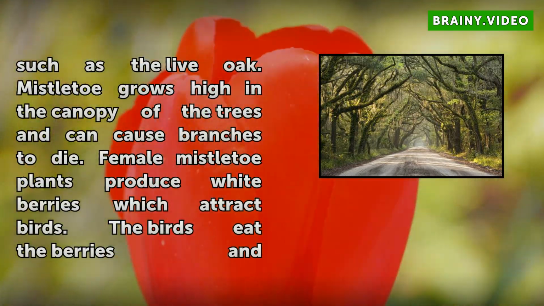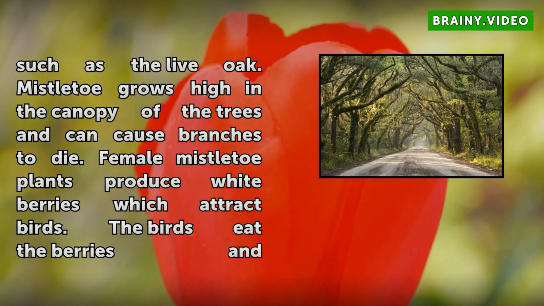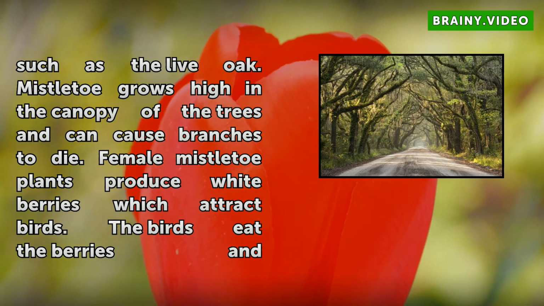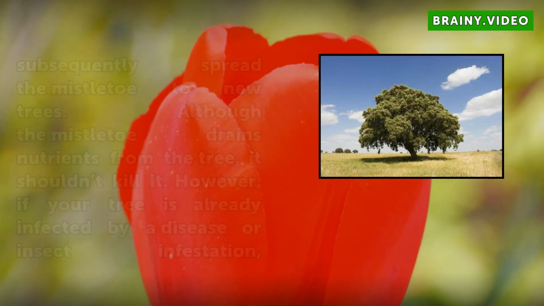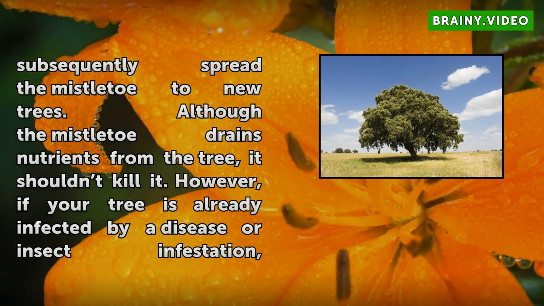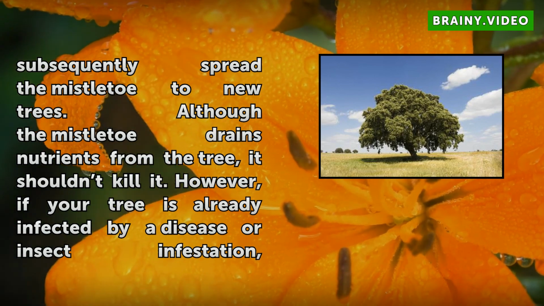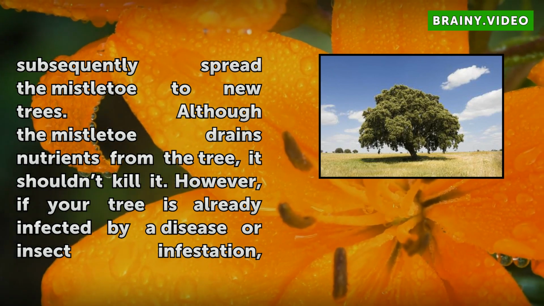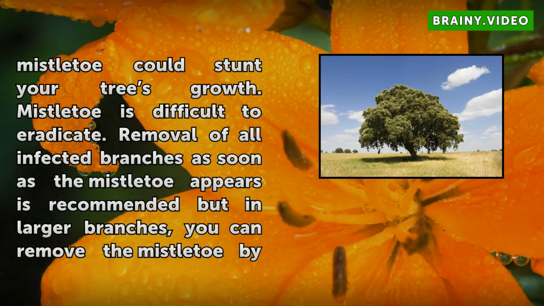Although the mistletoe drains nutrients from the tree, it shouldn't kill it. However, if your tree is already infected by a disease or insect infestation, mistletoe could stunt your tree's growth. Mistletoe is difficult to eradicate. Removal of all infected branches as soon as the mistletoe appears is recommended, but in larger branches, you can remove the mistletoe by cutting it from the branch and then wrapping the area with heavy black plastic to stop regrowth.